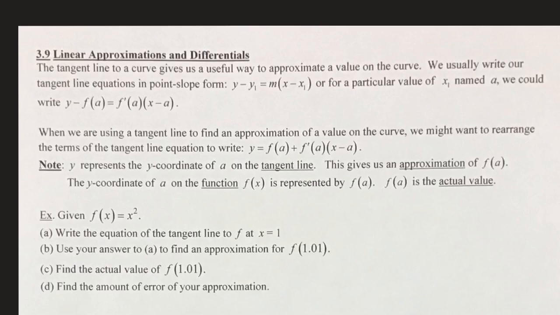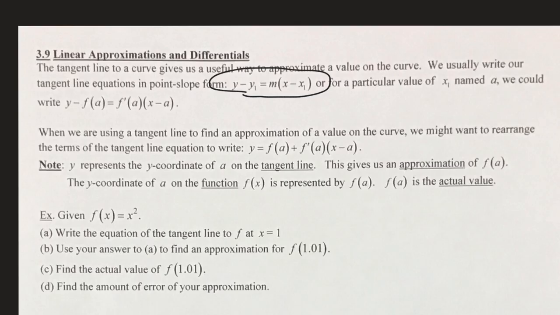Okay, my calculus friends, here we are again with some, in this case, linear approximations. We're going to write our equation in point slope form: y minus y1 equals m times x minus x1.